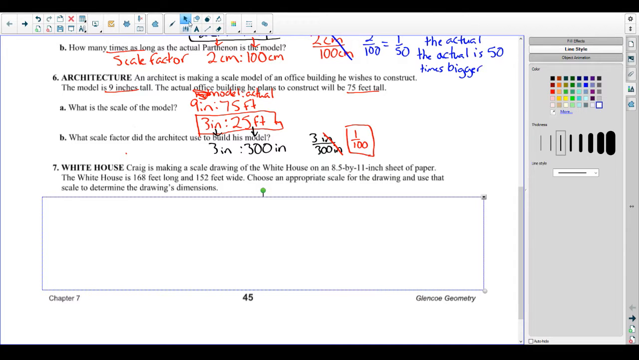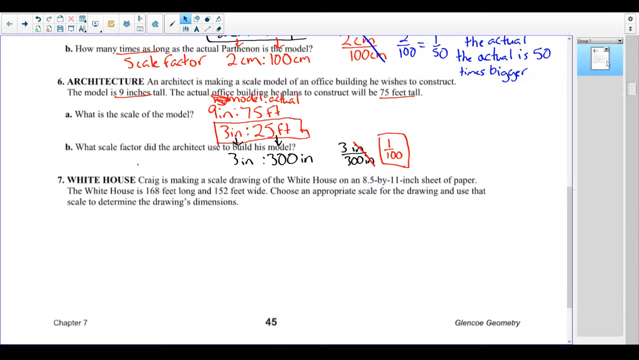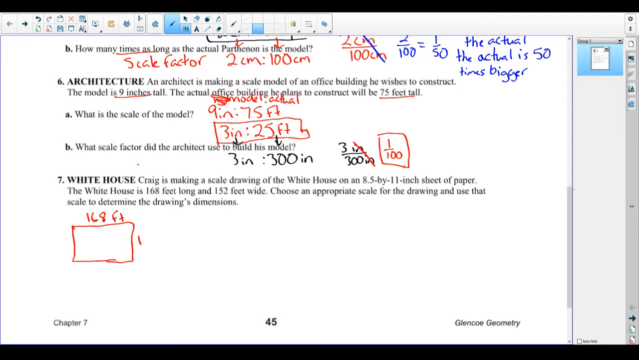Craig's making a scale drawing of the White House on a piece of paper. A White House 168 feet by 150 feet wide. Choose an appropriate scale for the drawing. Use that scale to determine the drawing's dimensions. Alright. So if we draw this out, it's a little hard to see. So here's our White House. It's a rectangle. And it's 168 feet by 152.